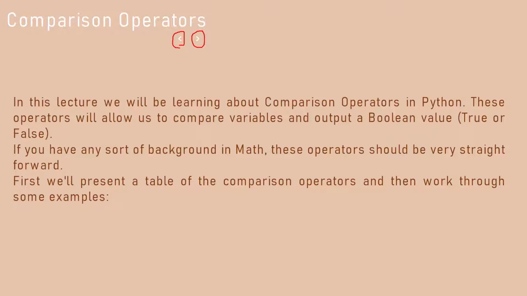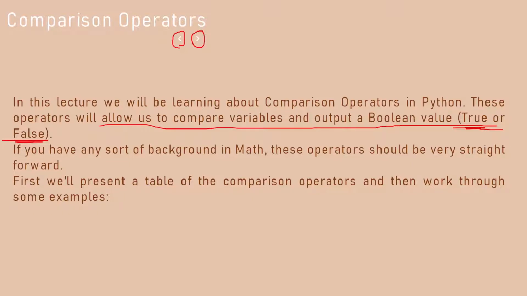In this lecture, we'll be learning about comparison operators in Python. These operators will help us to compare variables and output a boolean value, as I said. So let's make an underline over here: they allow us to compare variables and output a boolean value, true or false. True or false is very important to underline because that's a boolean.